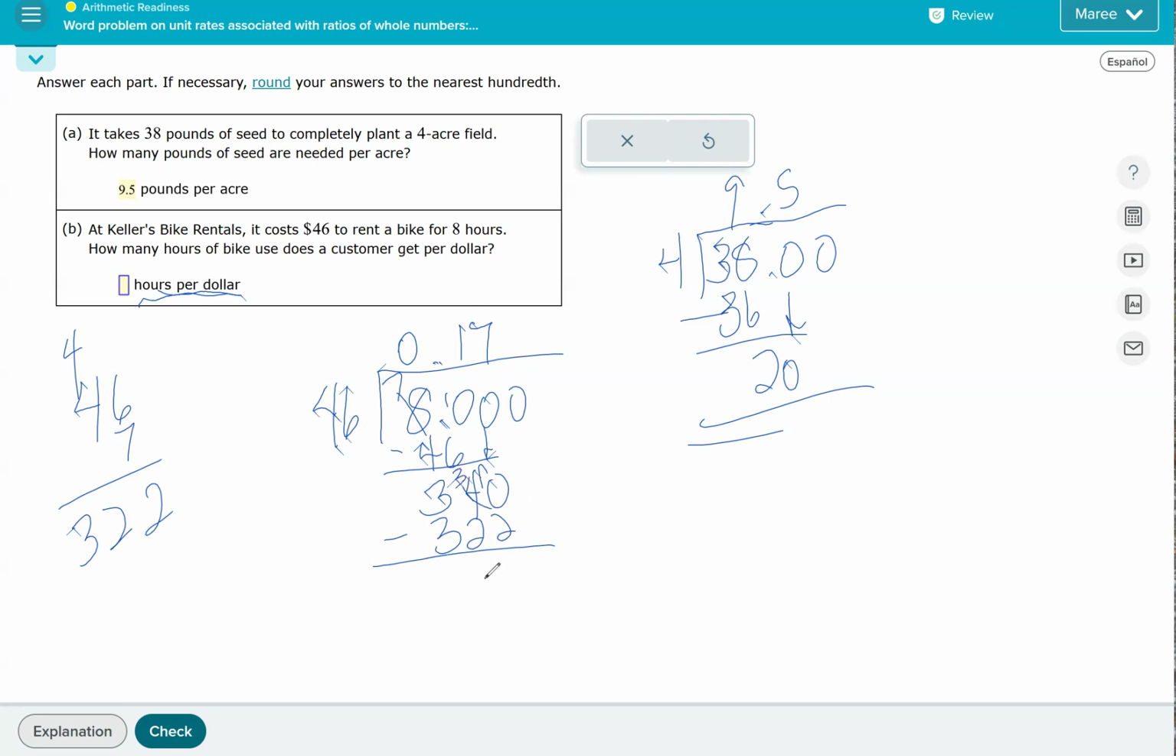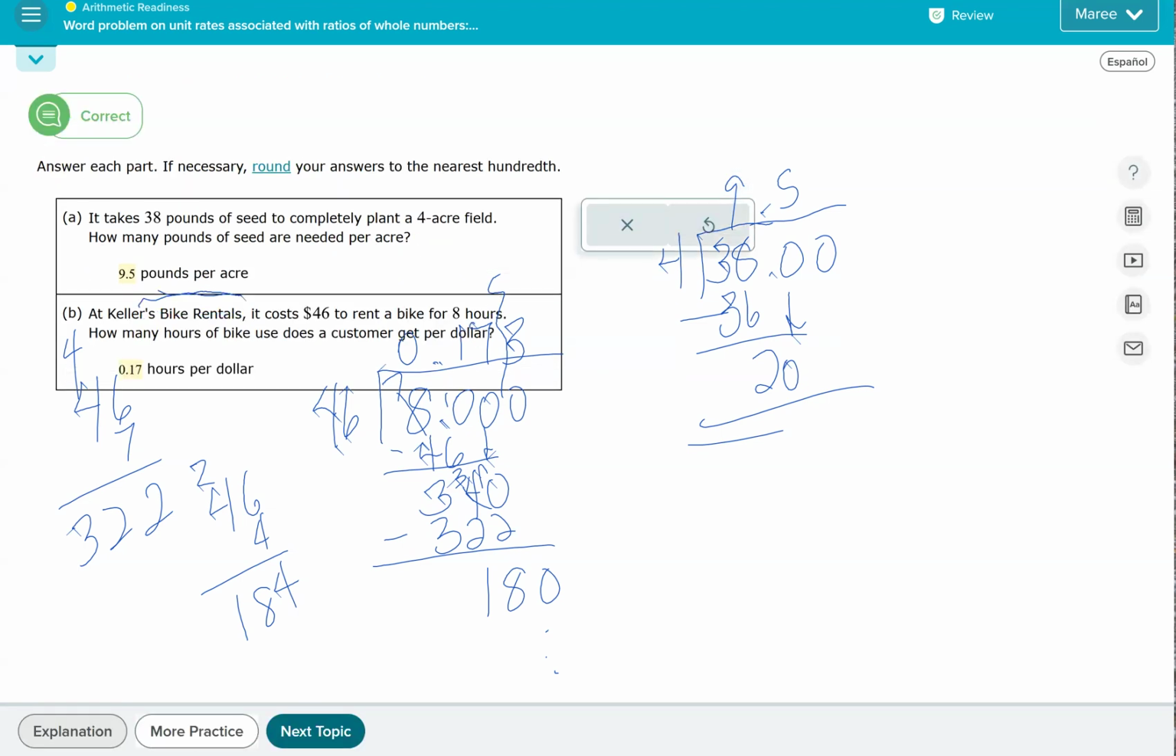Subtract. 280. So 180. Let's see. Maybe 4 times. Let's try 46 times 4. Nope, too big. So it's 3 times. We don't even have to finish the math. It's going to be something or other. If you want to, you can finish, but we're rounding to the nearest hundredth. The 3 is going to tell the 7 to stay the same. So it's 0.17 hours per dollar. Okay, that's the end of the lesson.